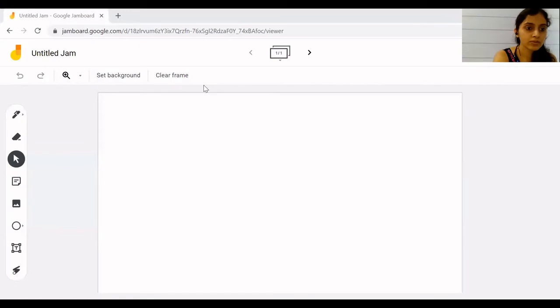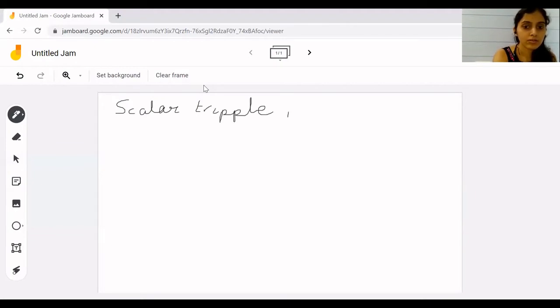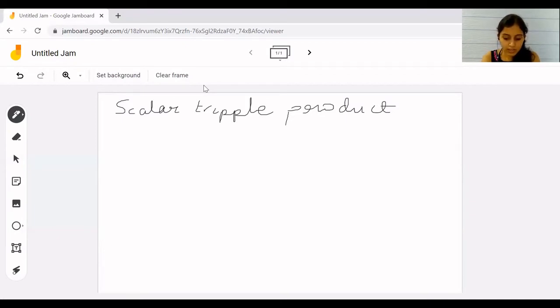First one, scalar triple product. Now, what is scalar triple product? If we have three vectors A bar, B bar, and C bar, then B bar cross C bar is a vector perpendicular to the planes of B and C. The scalar product of A bar and B bar cross C bar, which is A bar dot B bar cross C bar, is called scalar triple product of the vectors A bar, B bar, and C bar.